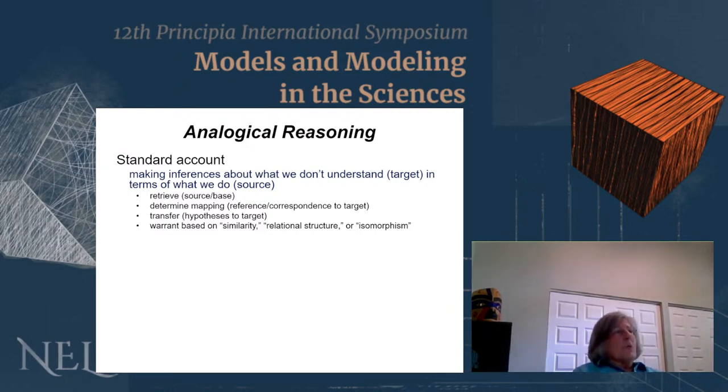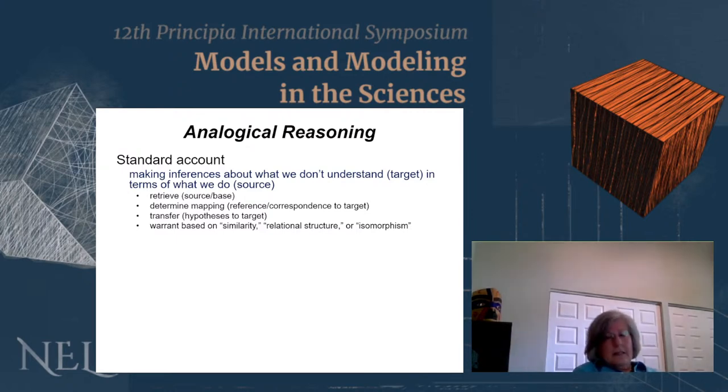But normally we understand it in terms of what we do understand, an analogy, a source. So the standard view is: you retrieve the source analogy, the solved problem, you retrieve the problem of the solar system, you determine the mapping between it and the atom, you transfer hypotheses, and your warrant for doing that is based on notions of similarity or relational structure or isomorphism. That's the standard view. Okay.